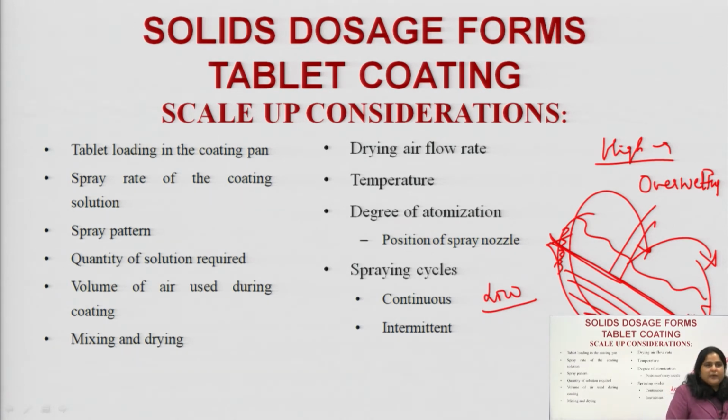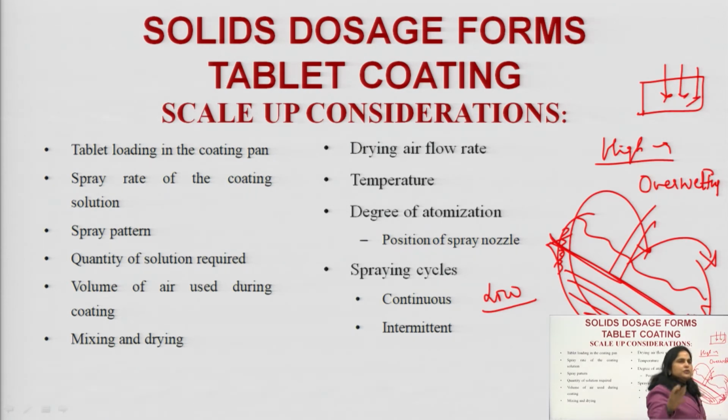Then the temperature of that drying air is important, because if we use high temperatures, it may degrade our polymer or the core material. And if the temperature of the air is low, then our drying process is slowed down and ultimately the tablet coating process is slowed. And if the evaporation is not very fast, there are chances that the coating solution can penetrate deep into the tablet, thereby leading to softening of the tablet, and ultimately this tablet will be a waste.